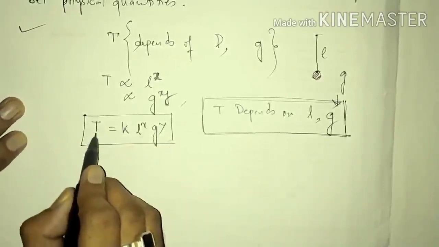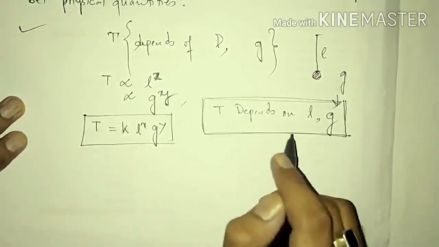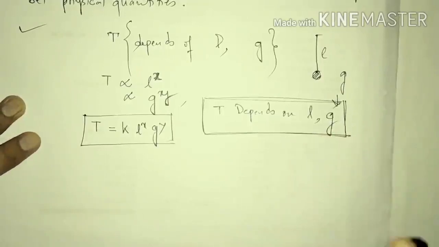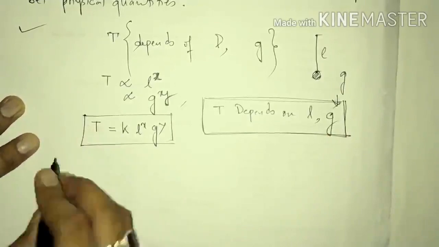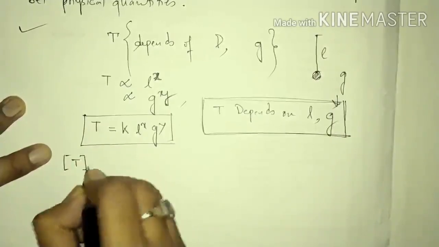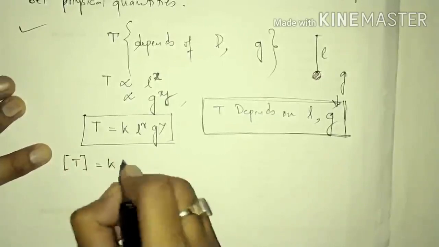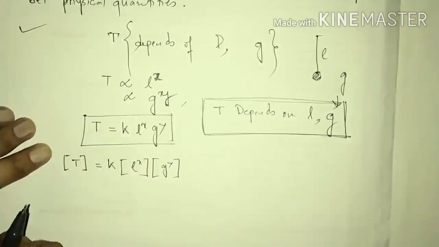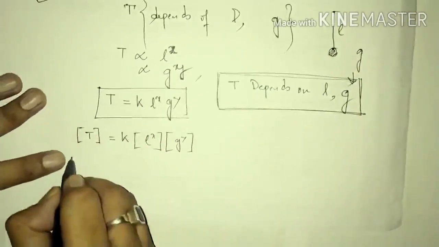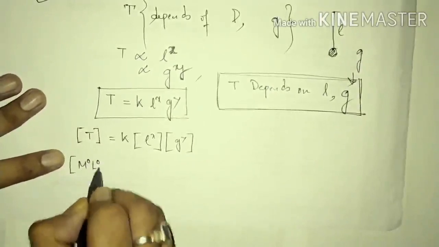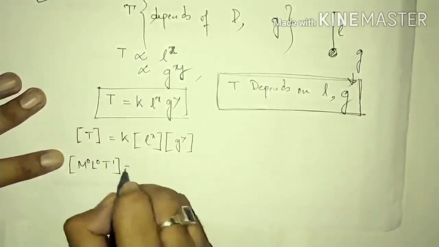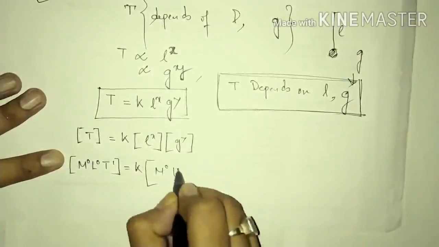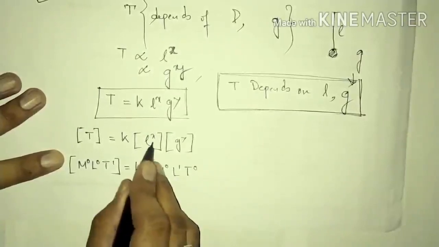Now what is the dimension of time period? Time period means the time taken during one complete oscillation, so this is basically a time. So I can write: dimension of time is equal to k, which is dimensionless, times dimension of L to the power x, dimension of g to the power y, if it's a correct equation. The dimension of T is M to the power 0, L to the power 0, T to the power 1. This is equal to k times the dimension of length, M to the power 0, L to the power 1, T to the power 0, and whole to the power x.